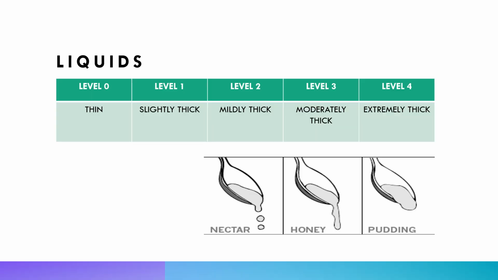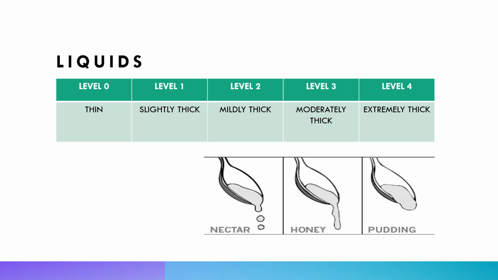Here we go, more with the liquids, but it's basically what we just covered already. Obviously, thin liquid has no thickening in it whatsoever. It's just completely normal liquid without any additional additives. Slightly thick, you can see that it runs a bit off the spoon very slowly in droplet forms, as you can see with the nectar there.